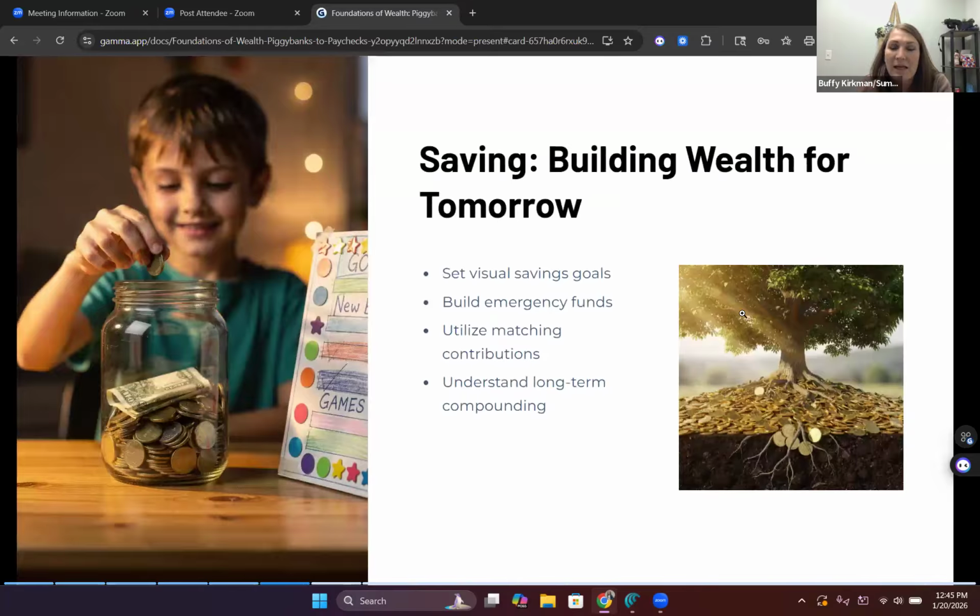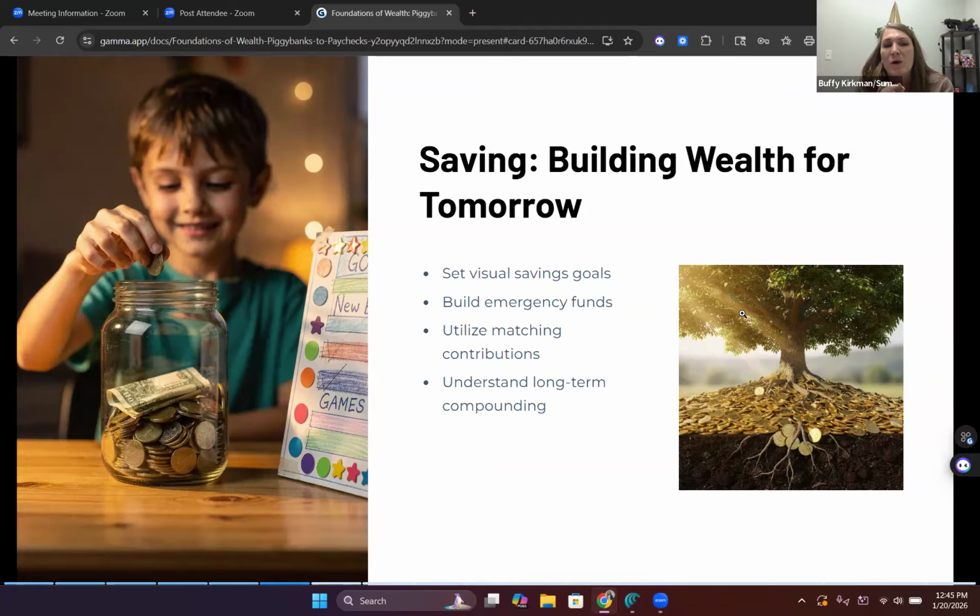Okay. And again, saving, it's a little bit different. So when they're really little, they are going to have money they can spend right now, and they're going to have money that they can spend later. And so that's kind of how you talk about spending money versus saving money. So saving money is still spending, but it's growing to a bigger amount so that they can buy something bigger.